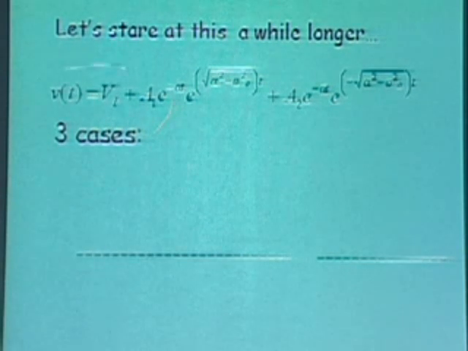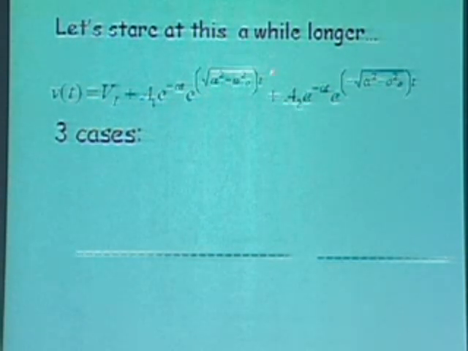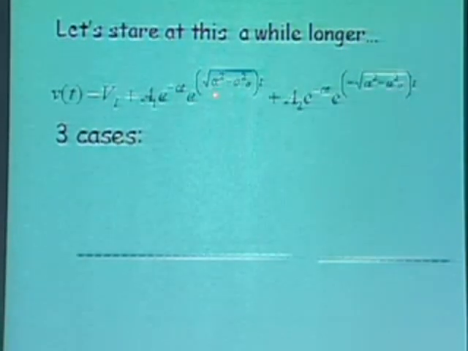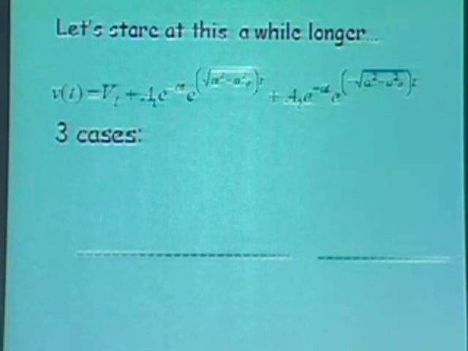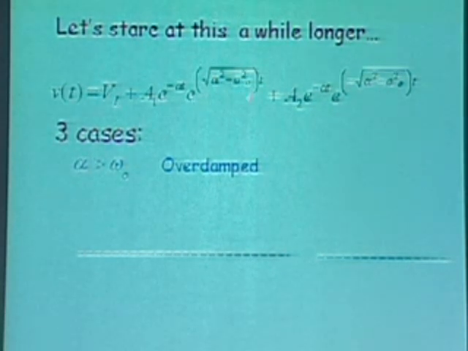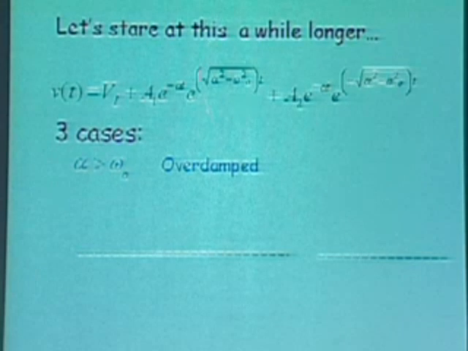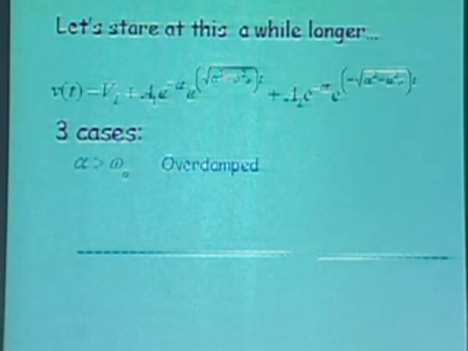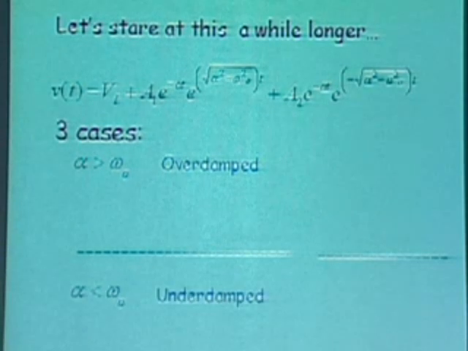Okay? There are three cases to consider depending on the relative values of alpha and omega naught. If alpha is greater than omega naught, then I get a real quantity here. So the square root of a positive number, I get a real number, and that number will add up to the minus alpha, and I'm going to get a solution that will look like, oh, I'm sorry. Let me just do it a little differently.